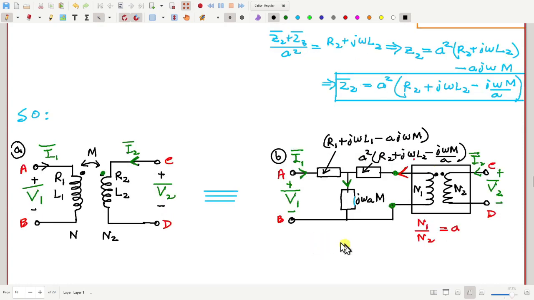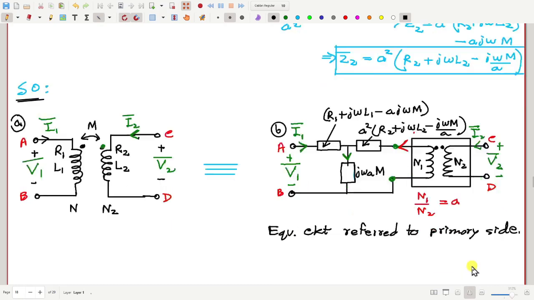So this is called an equivalent circuit of a transformer. More precisely, this is called the equivalent circuit referred to primary side. Why primary side? Because to model this transformer, we have considered an ideal transformer with some impedances connected on the primary side. That's why it is called an equivalent circuit referred to primary side.